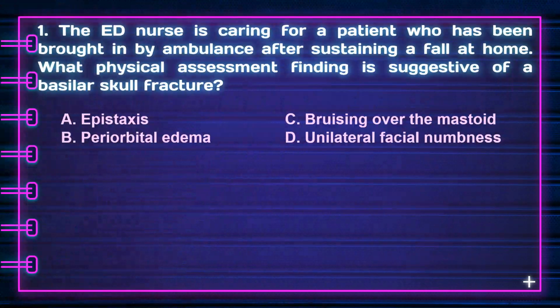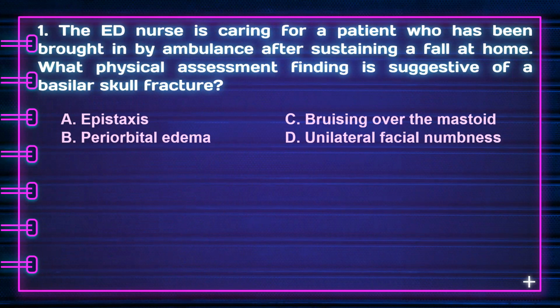The emergency department nurse is caring for a patient who has been brought in by ambulance after sustaining a fall at home. What physical assessment finding is suggestive of a basilar skull fracture? A. Epistaxis. B. Periorbital edema. C. Bruising over the mastoid. Or D. Unilateral facial numbness.